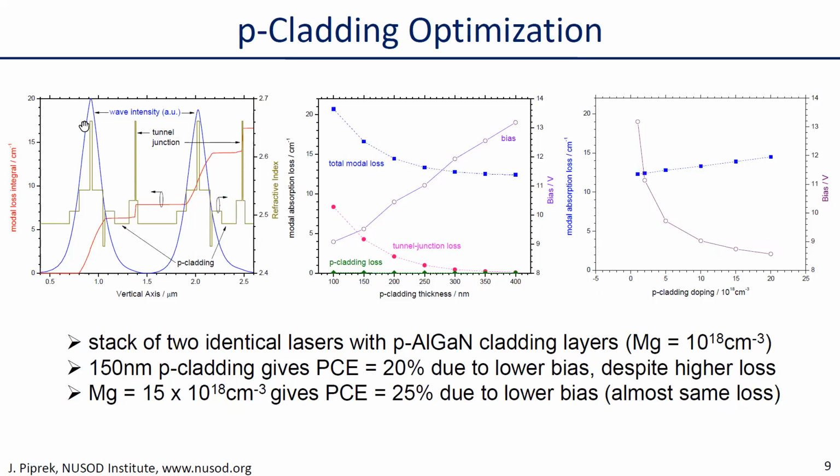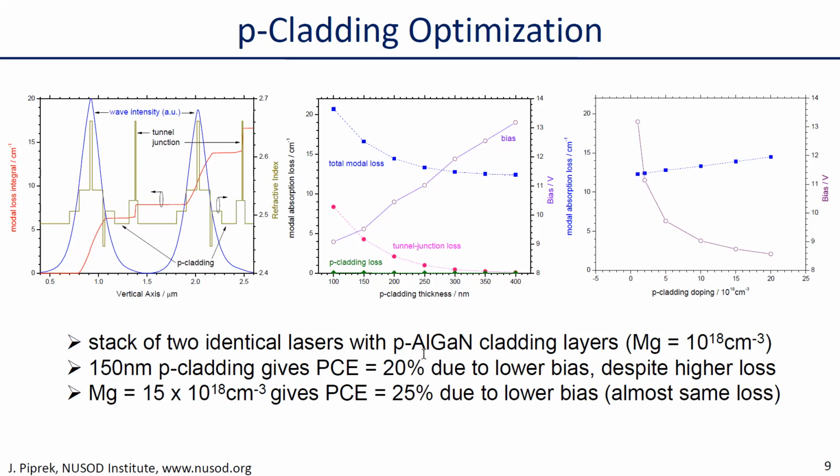Actually, in this optimization, we assume two identical lasers, so the bottom laser is the same as the top in this simulation, to make it easier to understand the results. So the tunnel junction loss increases with lower thickness, that's to be expected, and the total modal loss increases as well. But the bias is decreased quite a bit, so that the ideal thickness in this case is 150 nanometers, which gives a slightly higher efficiency of 20%.